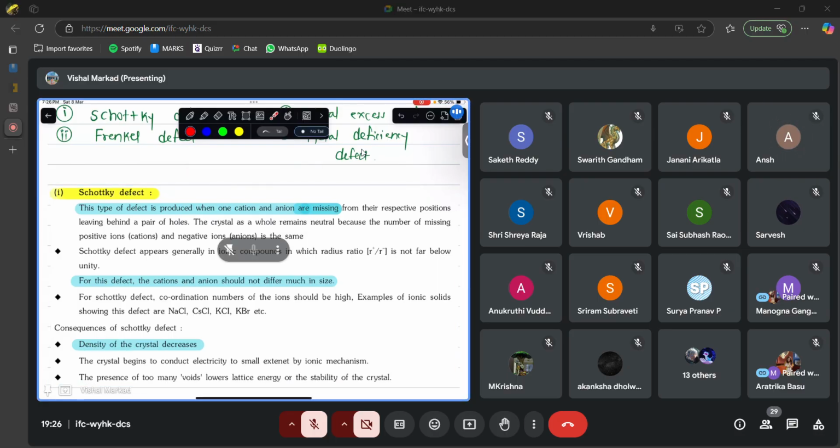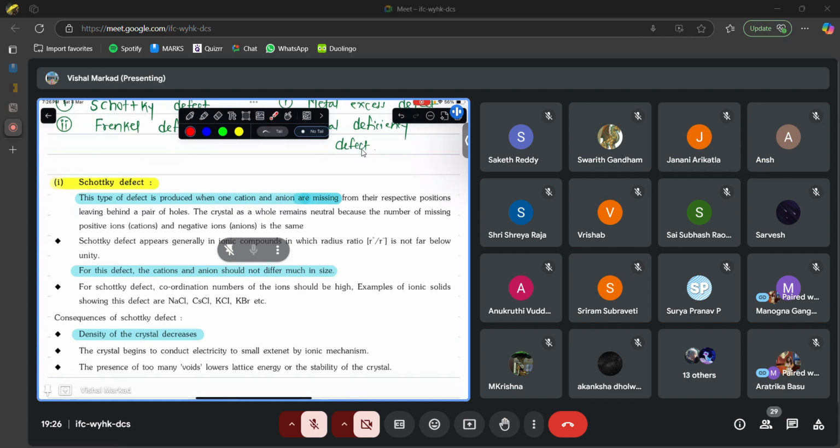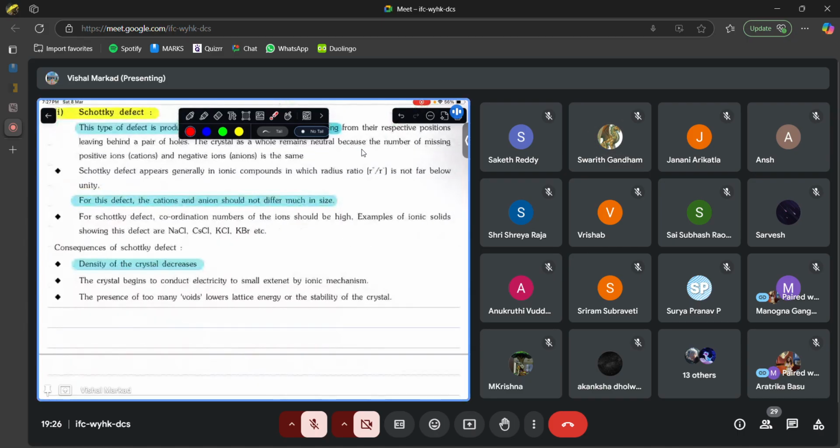So now, what are the 3-4 points that you have to remember in Schottky defect? First one, it is observed when one cation and one anion is missing. Second point, what will happen to the electrical neutrality? It will be maintained. What about the density? It decreases. And when is it possible? When the cation and anion radius ratio is close to unity.